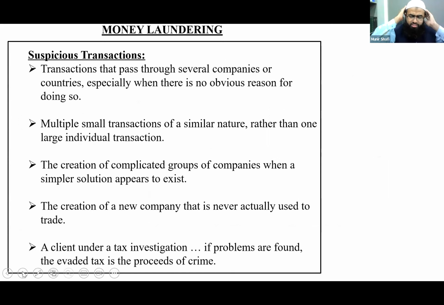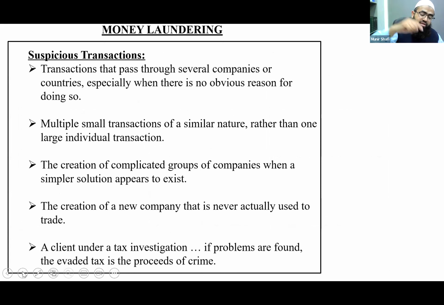What could be the potentially suspicious transactions? How can you spot suspicious transactions? Suppose you're an audit team member and you're looking at the affairs of the company, the transactions of the company. How can you be so sure that, yes, this is a fishy transaction? This is a suspicious transaction.